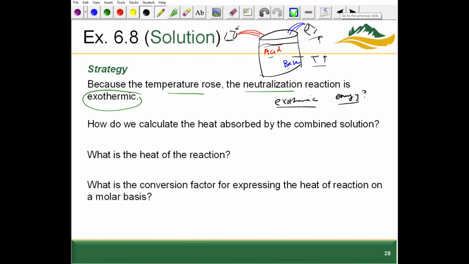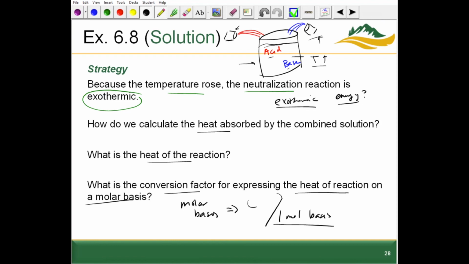Then we'll need to calculate the heat absorbed by the combined solution. What is the heat of reaction? What is the conversion factor for expressing the heat of reaction on a molar basis? So again, molar basis, this means we're going to write this in a per 1 mole basis. So some value for heat or energy per 1 mole basis.